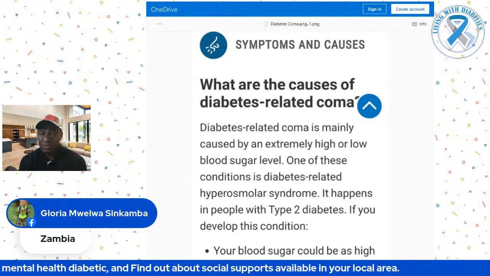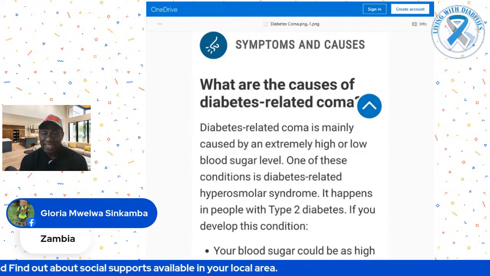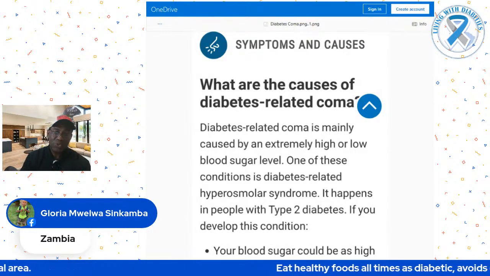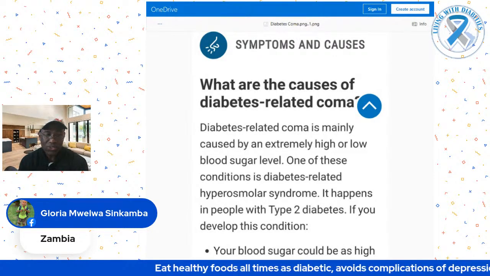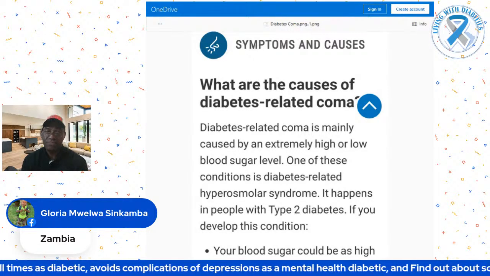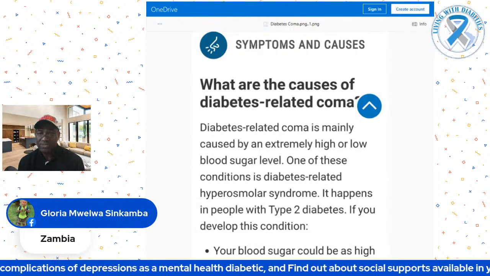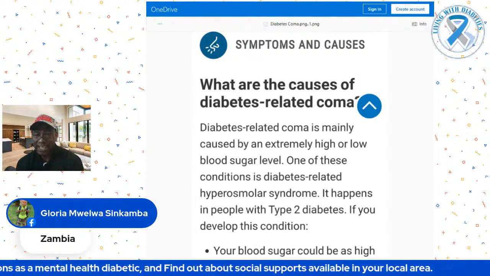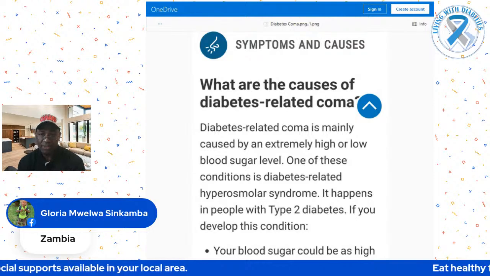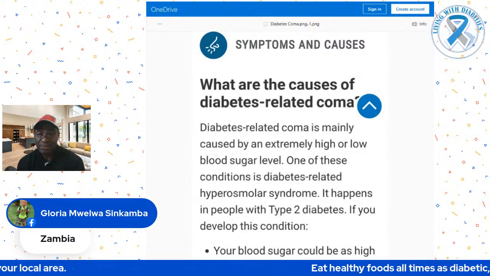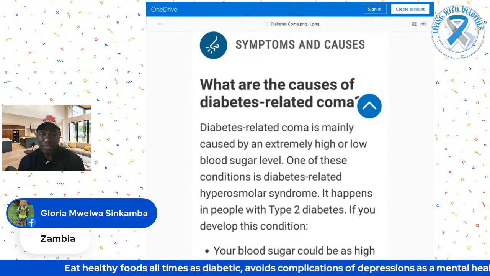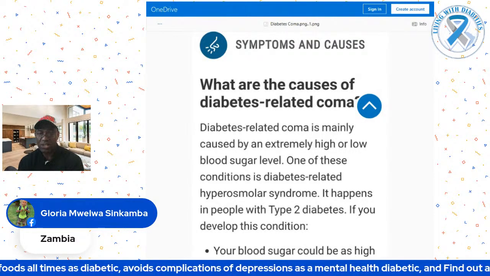And if you develop this condition, we are going into what causes it, and the symptoms are what I'm going to be sharing with you guys. So, what are the causes of diabetic related coma? Diabetic related coma is mainly caused by an extremely high or low blood sugar level. And one of these conditions is diabetic related hyperosmolar syndrome. It happens in people with type 2 diabetes.